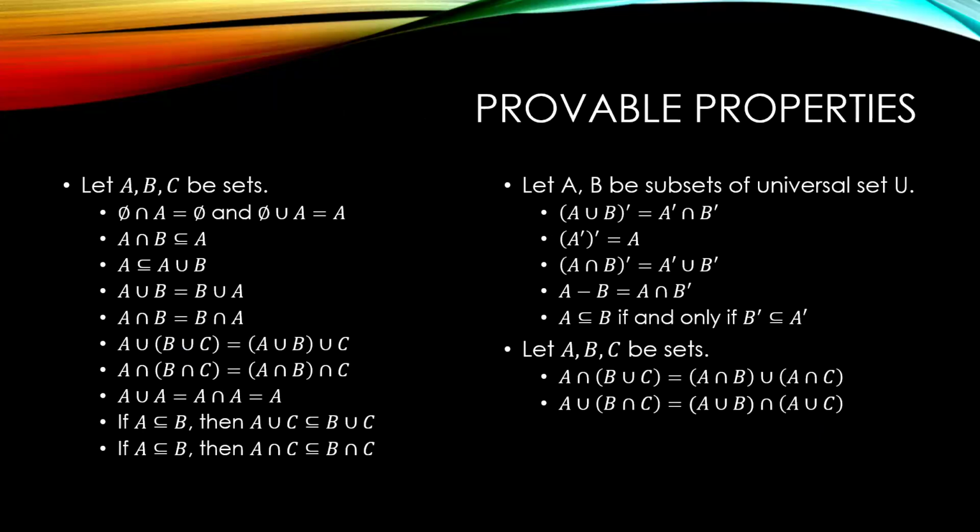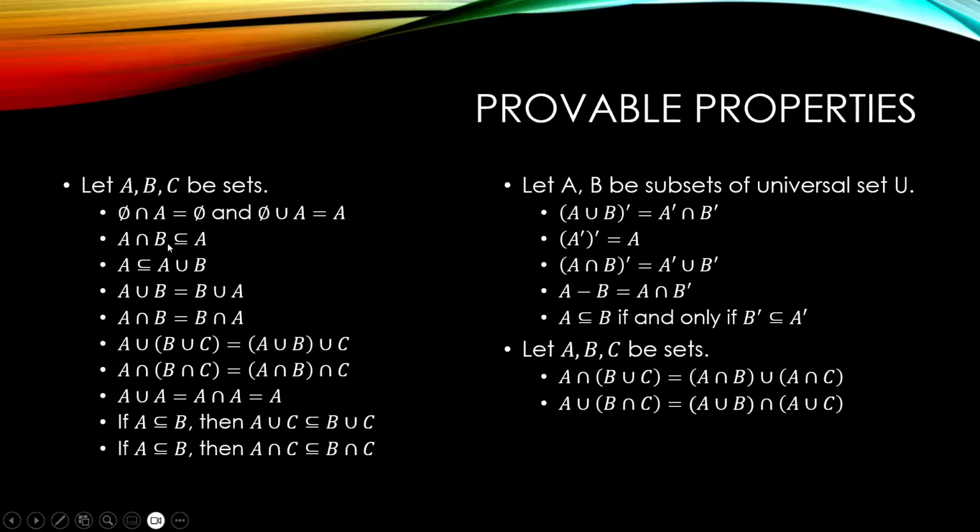Provable properties. There are a lot of provable properties. This is just a handful of them. These are kind of the big ones. Let A, B, and C be sets. Then the empty set intersect A is always the empty set, and the empty set union A is always A.